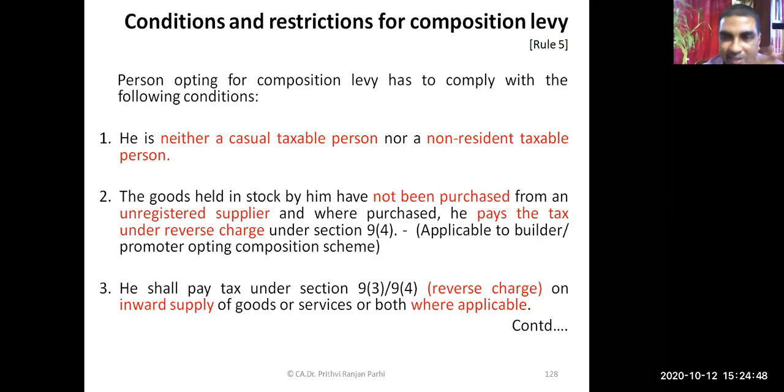Let us say you are a builder. And you are applying for the composition scheme. When you are applying, you must be having some stock. You might be having bricks, you might be having cement, you might be having iron rods, etc. Yes or no? You are applying at a particular point of time, no? So by that time, you might be having stock. Yes or no? Can you reply?